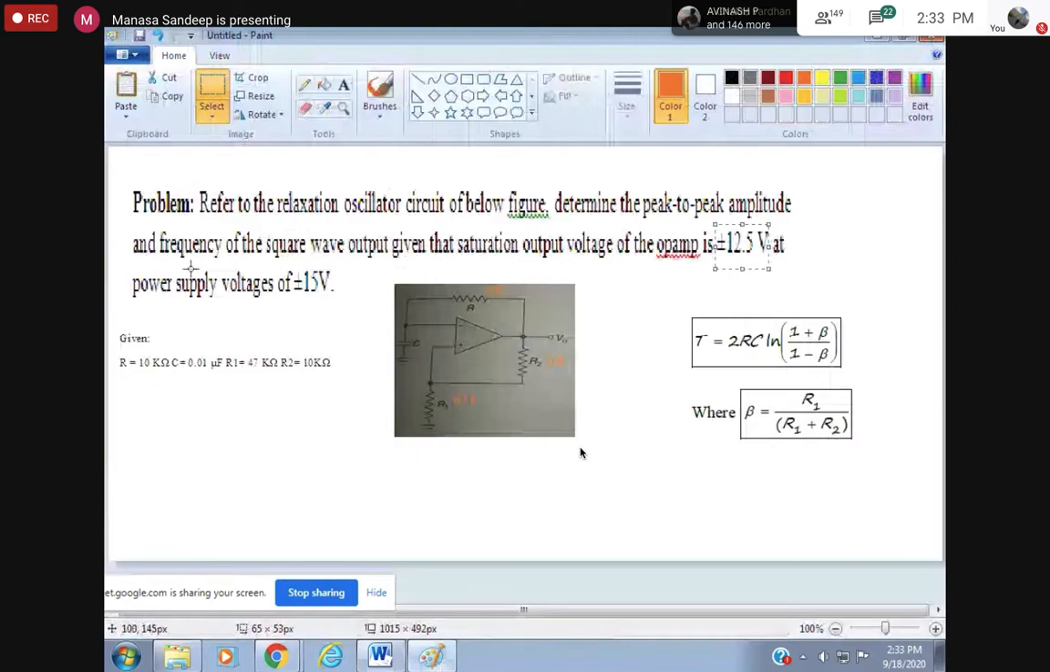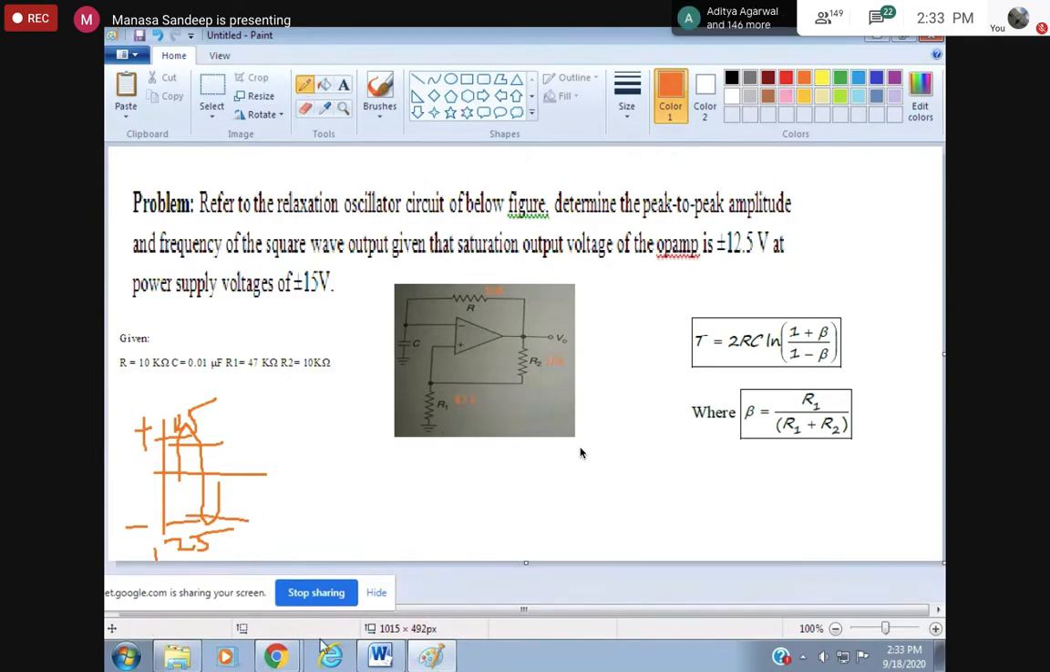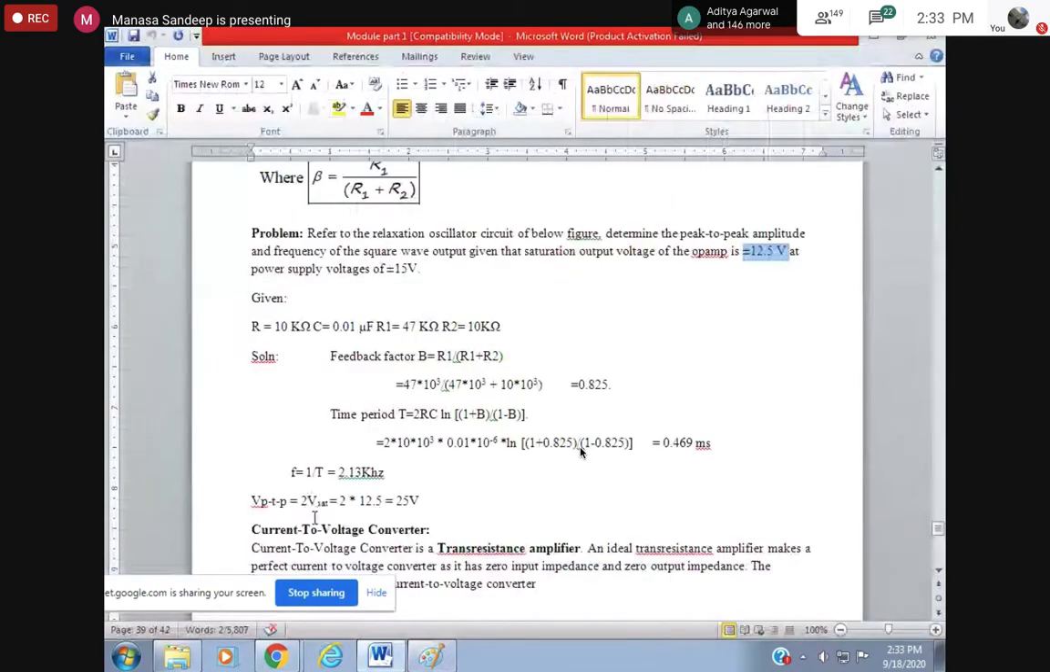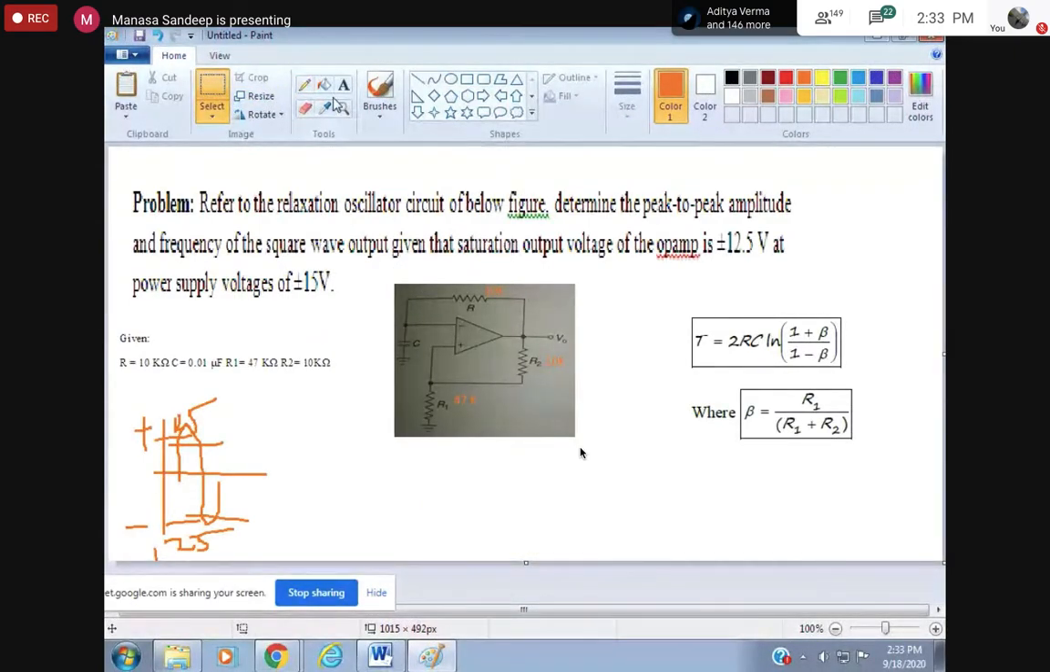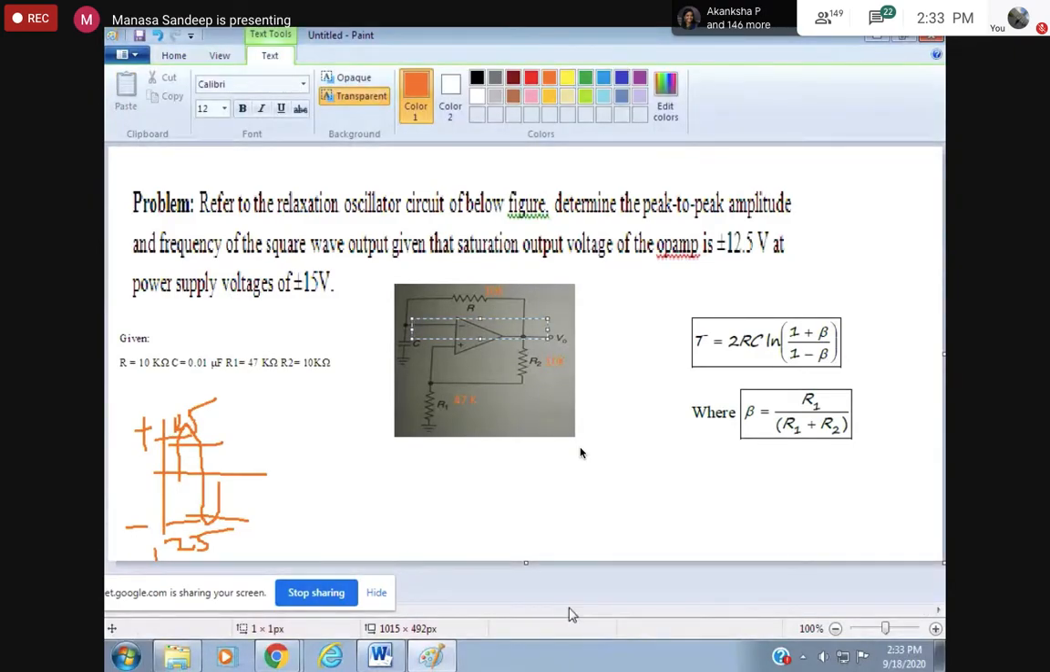So what is the saturation value? We have seen that this is plus V saturation, this is minus V saturation, correct? What have they given? On the plus side it is 12.5 volts, and on the minus side it is 12.5 volts. Now if you want to find the peak to peak voltage, it is the voltage between these 2 points. So what is the voltage between those 2 points? It's 2 into 12.5, which is nothing but 25 volts. Got it? 0.01 microfarad. 0.01. Let me write it.